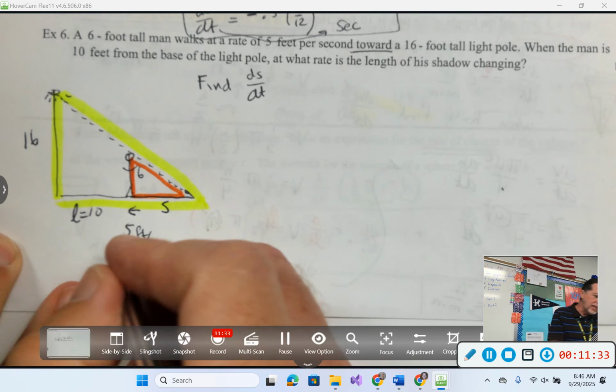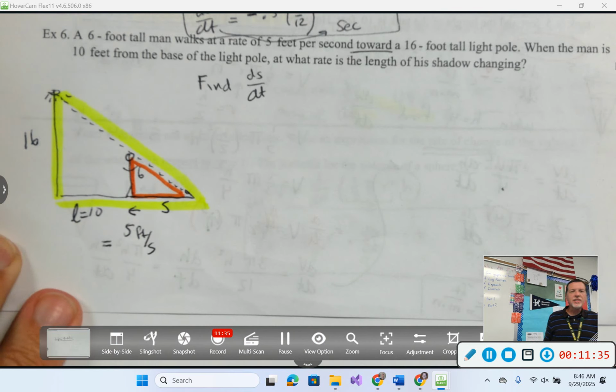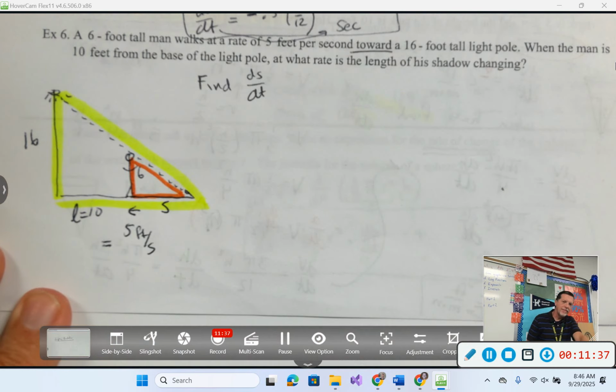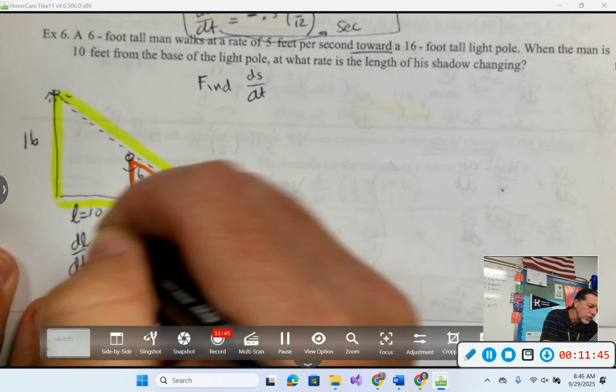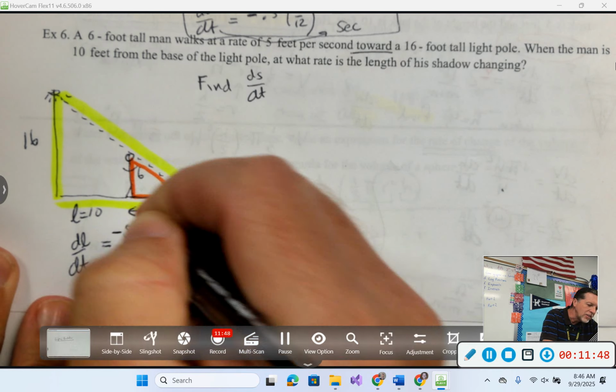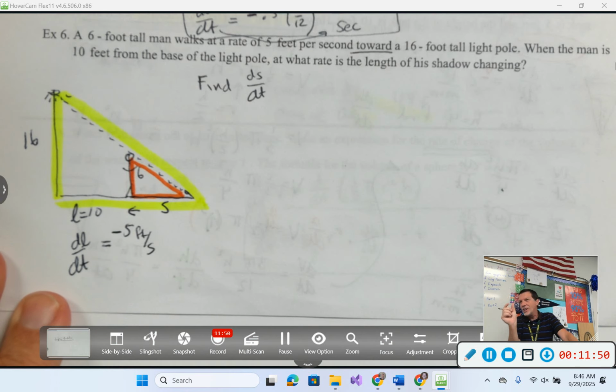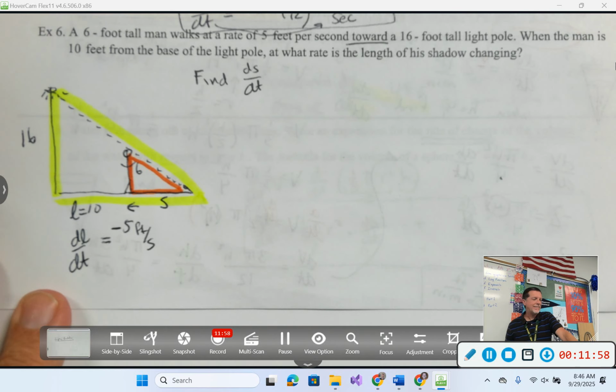What about this 5 feet per second? What is that in terms of L and S and 5 and 6 and 16? dl over dt. That's how L is changing because he's getting closer. And I think I need to be careful because the L is getting smaller, so it's actually a negative 5 feet per second. So I need an equation with L and S in it.